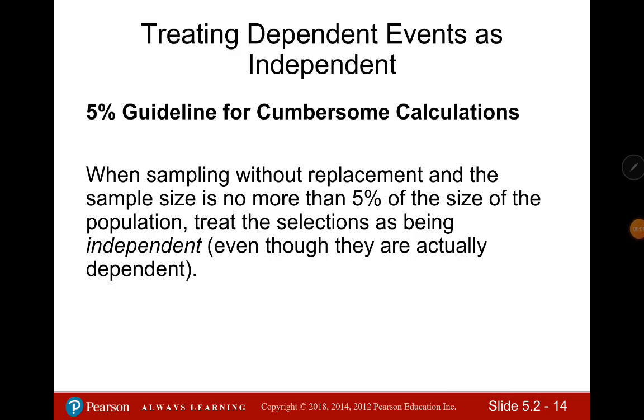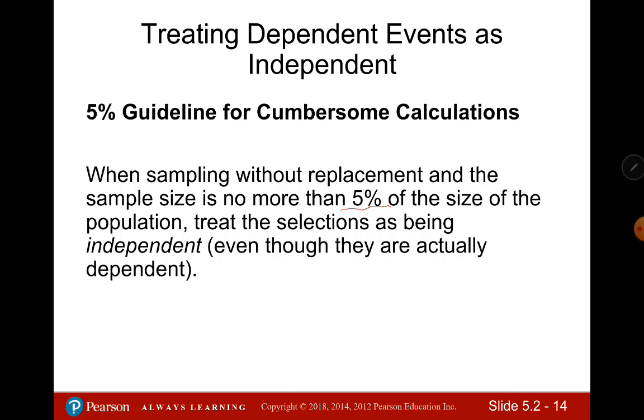So let's continue. Remember this 5% guideline? When we talk about the sampling method, we have sampling without replacement and sampling with replacement. With replacement means all the selections are independent, but without replacement means the selections are dependent. But we have this 5% guideline.